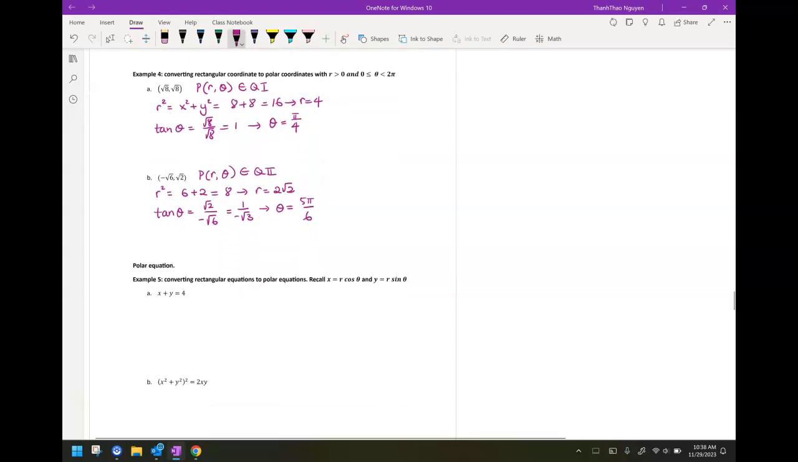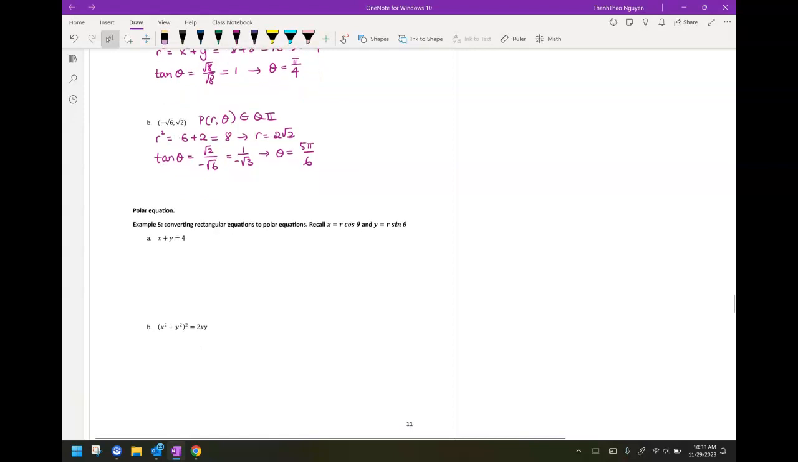Yeah. Now, if we want to convert a rectangular equation to polar equation, we recall that x equal r cosine theta and y equal r sine theta. We can use that to substitute into this equation. So here I have r cosine theta plus r sine theta equal 4. I'll go ahead and factor out r. So r equal 4 divided by cosine theta plus sine theta.